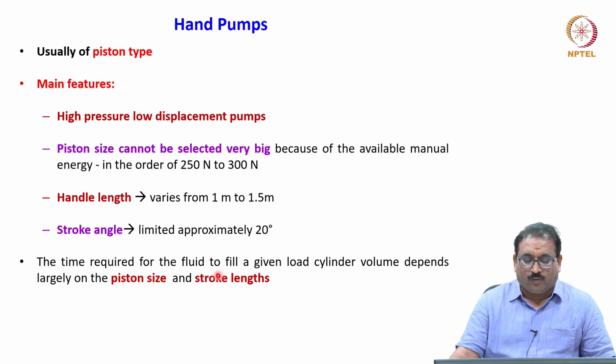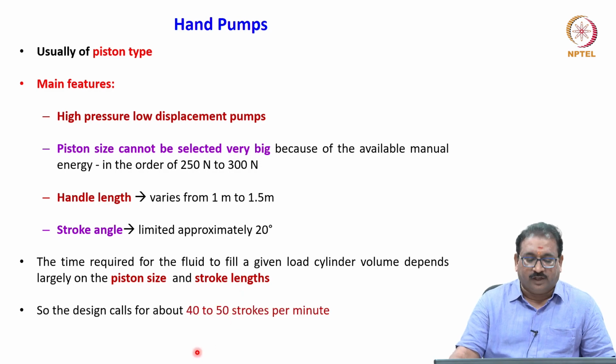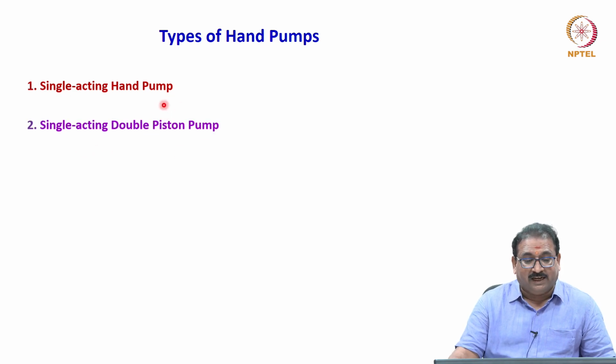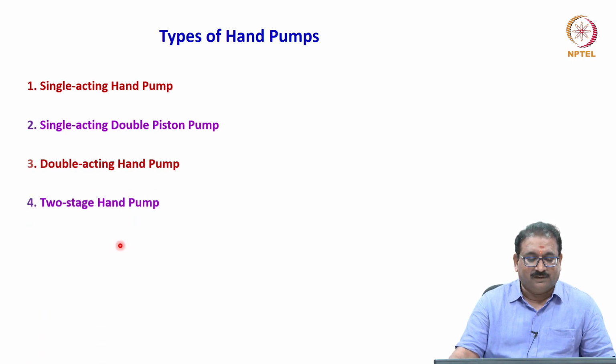The time required to fill the given cylinder volume depends largely on the piston size and stroke length. So, the design calls for about 40 to 50 strokes per minute. There are various categories of hand pumps available commercially: single acting hand pump, single acting double piston pump, double acting hand pump and a two-stage hand pump. Let us quickly see the schematic diagrams of these.